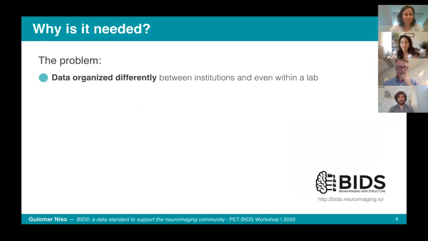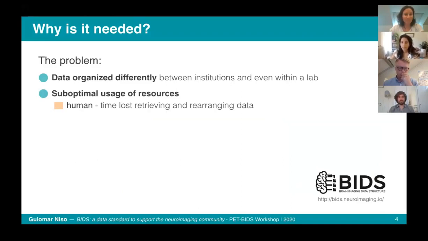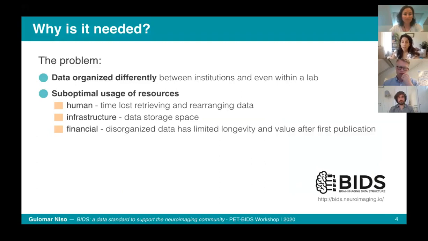What's the problem? The problem is data is organized differently between institutions and even within a lab. So there's a suboptimal usage of resources. Human resources, because we spend a lot of time trying to rearrange the data. Infrastructure resources, because we need a lot of data storage, many times duplicates. And financial, because disorganized data has very limited longevity and very limited value after the first publication.